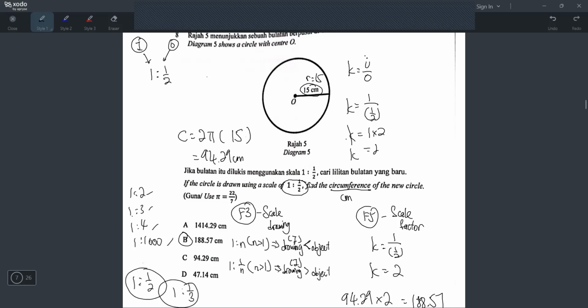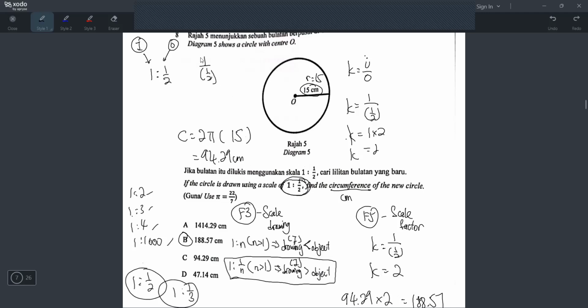So if you look at this, 1:1/2, you tell me your drawing is supposed to be bigger than this or smaller than this? It's supposed to be bigger, right? Because it's 1:1/2 and your n is 2. So your drawing must be bigger than the object. So the circumference of the new circle will be bigger. All right. So what I do, I find 2 pi 15, I'll get 94.29, and then I do the calculation, because 1:1/2.